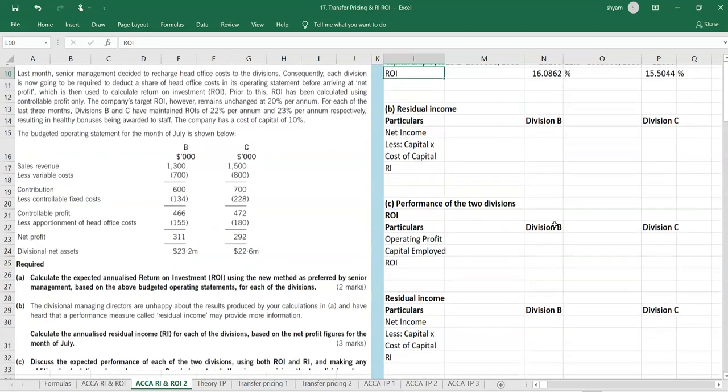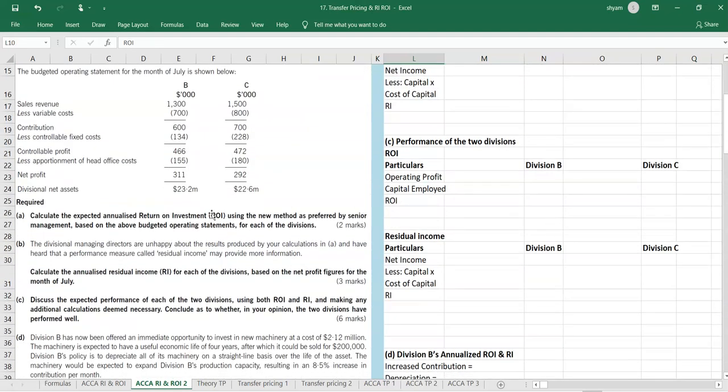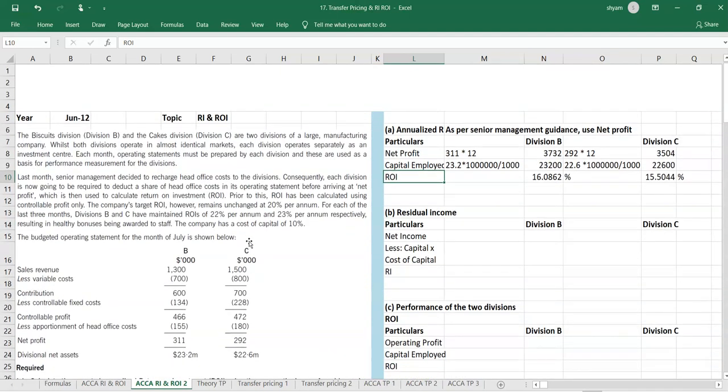So A is over. So there are two tricks in this A question. One is the annualized ROI, and the two is the method preferred by the senior management. Okay. So annualized is this net profit is for a single month. So we have to convert it into a year, and the amount which is shown here, 23.2 is a million number. So we have to convert it into thousands. Okay, then only we'll be getting the answer. So A is over. Let's go for B.